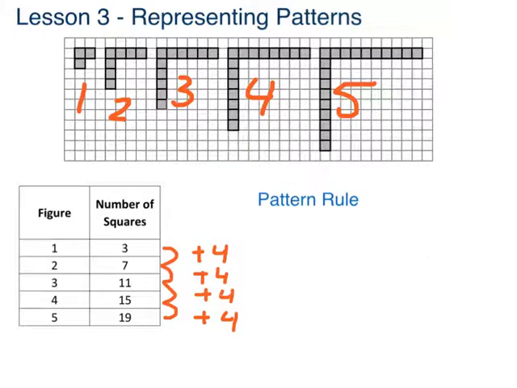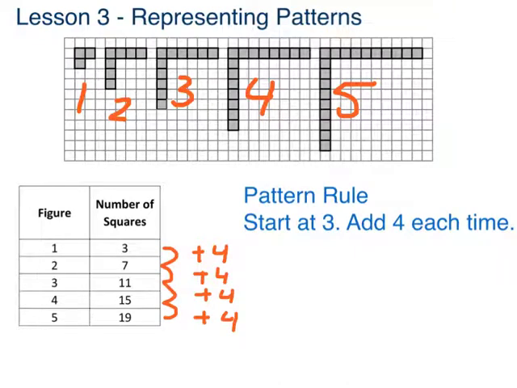So the next thing we need to think about is, what is the pattern rule? The pattern rule is a sentence that tells us what number we start at and how the numbers change. So again, pause the video and try to think about what the pattern rule might say. So our pattern rule simply says that we start at 3 and we add 4 each time. So now we've gone from taking a pattern in a picture to recording it in a table, to figuring out how the pattern changes, and then finally to writing this information down in a pattern rule.